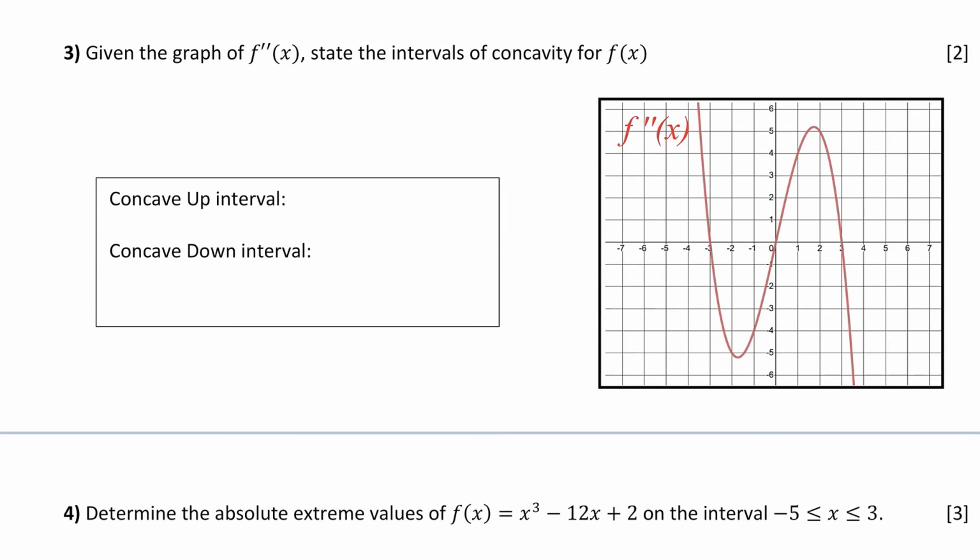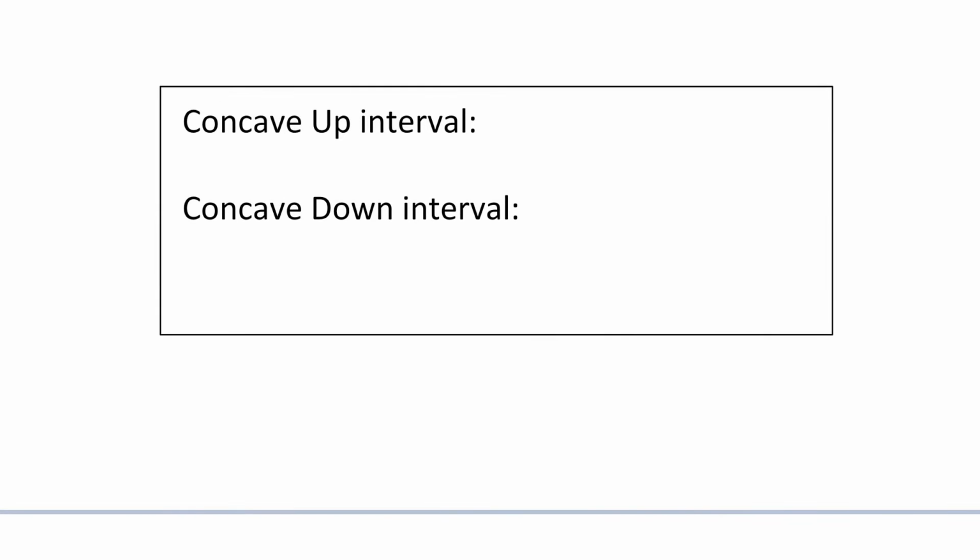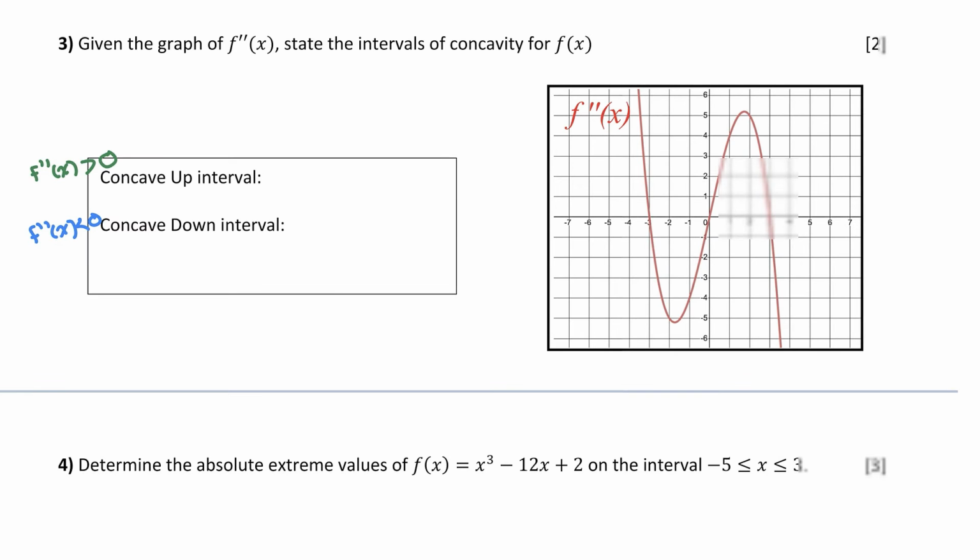Question 3. Given the graph of f double prime of x, state the intervals of concavity for f of x. Well, I know the sign of the second derivative tells me the concavity of the original function. I know the original function would be concave up if the second derivative was positive, if it was greater than 0. And the original function would be concave down if the second derivative was negative. So let me look at the graph of the second derivative and see when is it positive, when is it negative. Let's start with when is it positive.